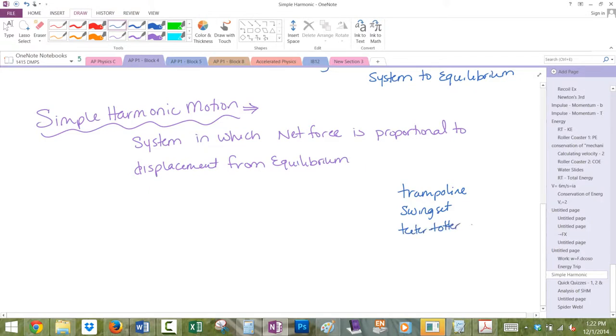Is that how you spell teeter-totter? I don't really know. That's how I spelled it. Okay. Oh, seesaw, that's easier.